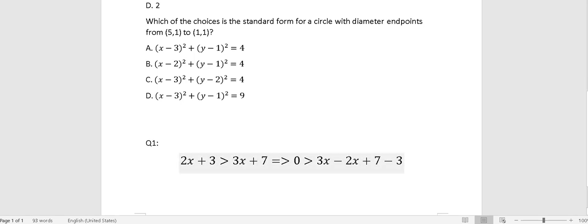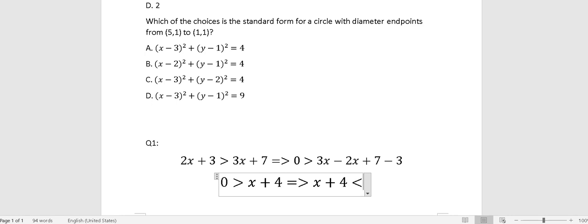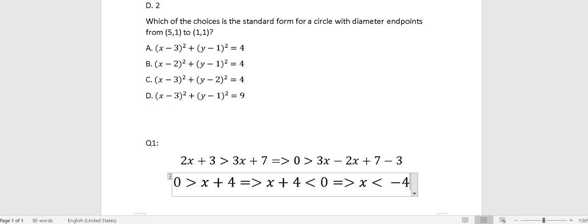Here we have switched the sides of the terms so that one is a number and the other is an expression that contains the x. So now we will have 0 > x + 4. Or we can rewrite this as x + 4 < 0, which also leads to x < -4. So this is our final inequality.